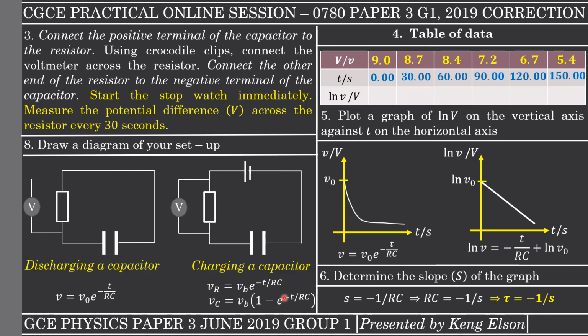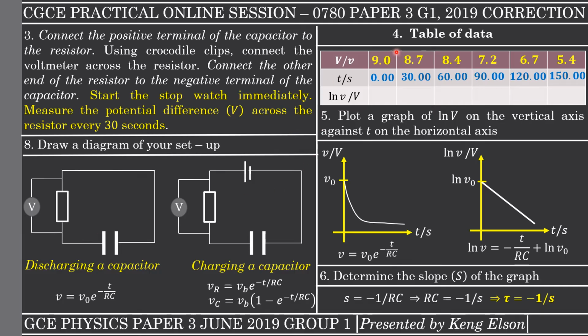Now there are two formulae here. The voltage of the resistor is equal to the voltage of the battery times e to the negative t on RC, or the voltage of the capacitor is equal to the voltage of the battery times 1 minus e to the negative t on RC. So any of them is going to work depending on what you're asked to plot. But in this question we are concerned with the first case.